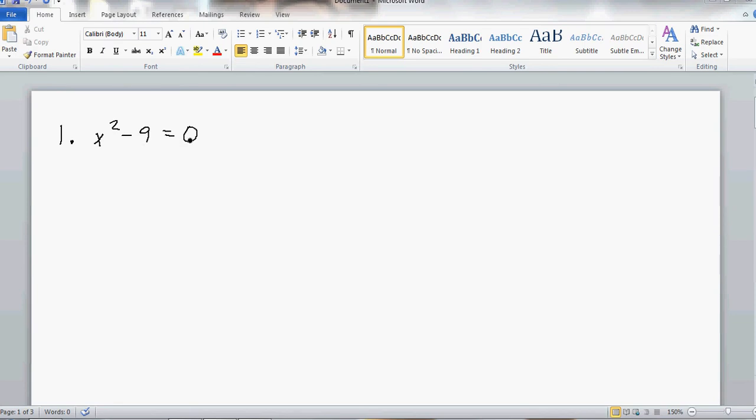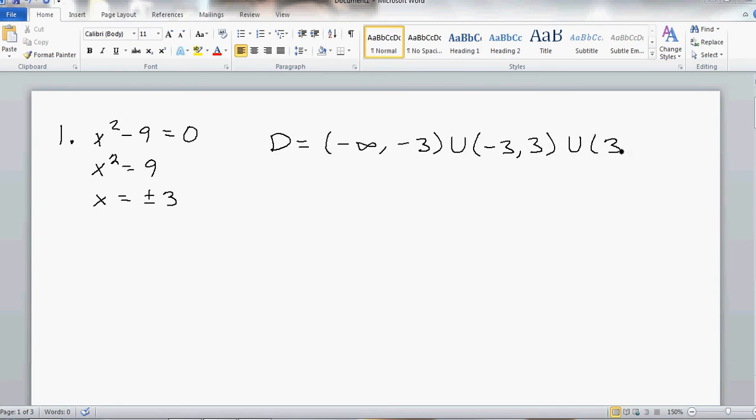So it's very simple. Add 9. X squared equals 9. Take the square root of both sides so that x will equal either positive or negative 3. So these are the places where it can't exist, at positive 3 and negative 3. So the domain will be everywhere else. So it goes from negative infinity all the way up until negative 3. Then it goes from negative 3 until 3. And then it picks back up at 3 and goes forever. And so that would be the answer for number 1.